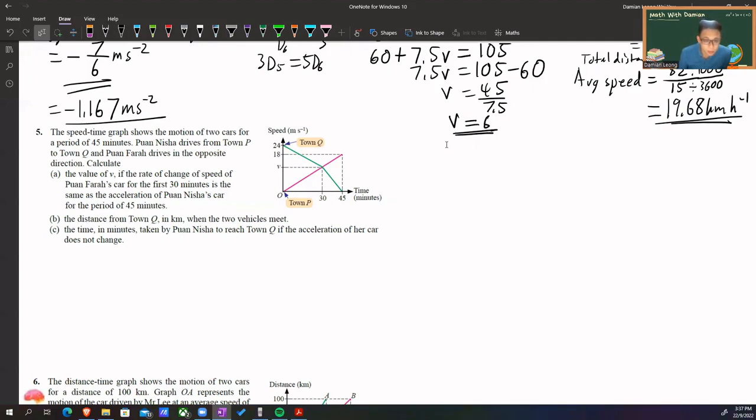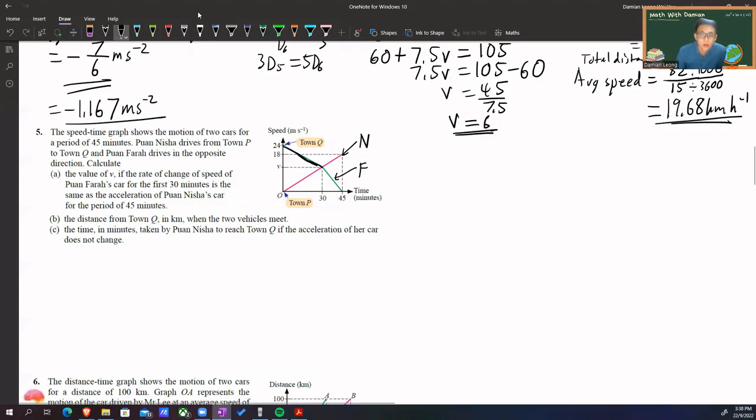So, Puan Farah's car. Puan Nisha is from town P to Q. Puan Farah is in the opposite direction from town Q. So the green one is Puan Farah. The pink one here is Puan Nisha. So the rate of change of speed of Puan Farah's car in the first 30 minutes means this part here.